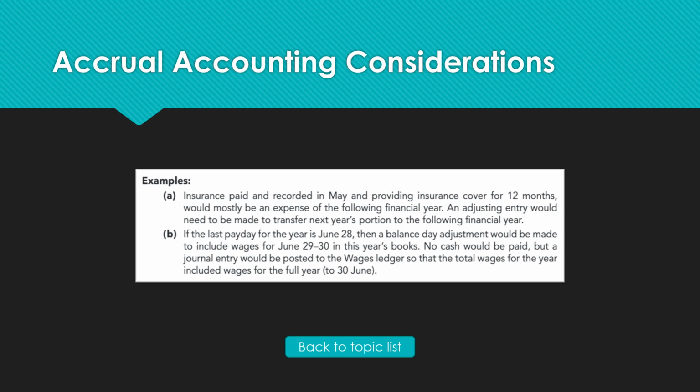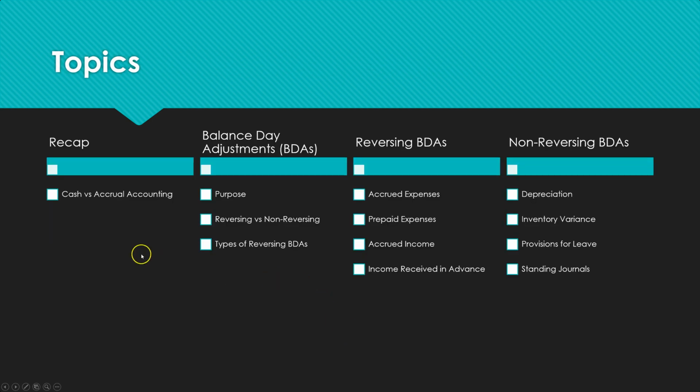If we were accounting on a cash basis, then we would just put all 12 months when we paid for it in May. But on an accrual basis, we should be trying to do a split. For B here, it's a similar situation, except it's for wages. Now we're going to have an example like that later on, so I won't spend any more time on it now. Let's head back to that topic list.